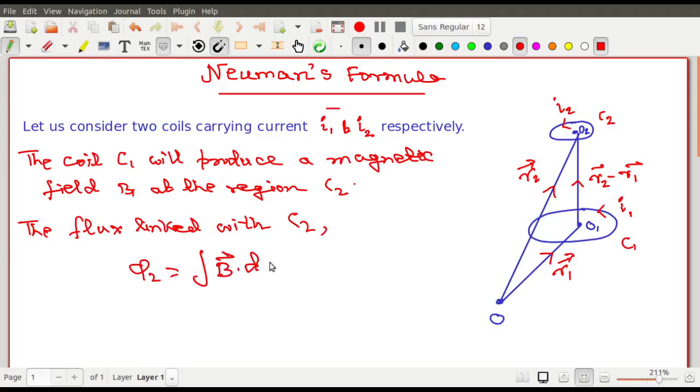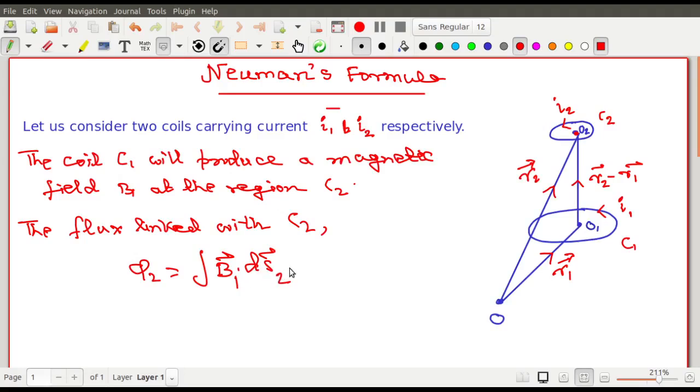The formula for flux is always B dot ds. This is the mathematical definition of the flux. The magnetic field is created by coil 1 and the area is for coil 2. তাই তো ম্যাগনেটিক ফিল্ডটা কে তৈরি করেছে? coil 1 টা তৈরি করেছে. This is due to coil 1. The magnetic field is B1 at this point at the region of coil C2, right?